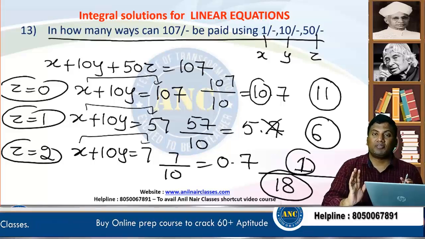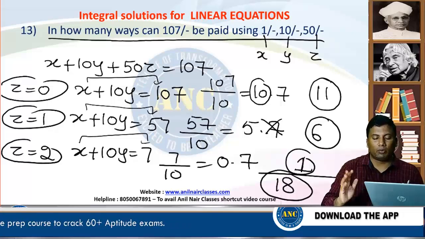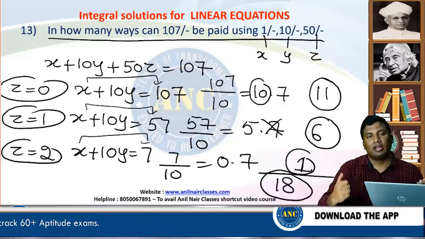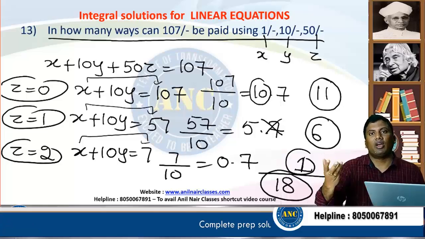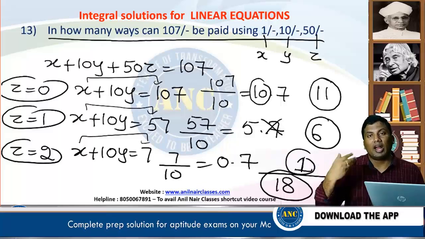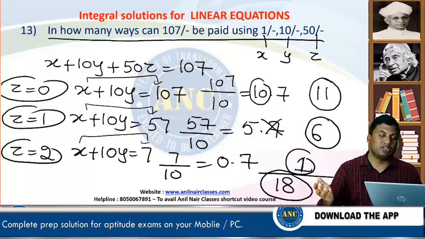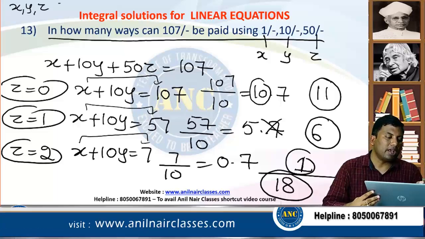It is not specified that minimum one coin should be taken out of 1 rupee, 10 rupees. You might not take any coin also. I will give all 107 1 rupee coins. Y is 0, Z is 0. I will take 2 50 rupee coins and 7 1 rupee coins. Y could be 0. X, Y, Z can take 0.